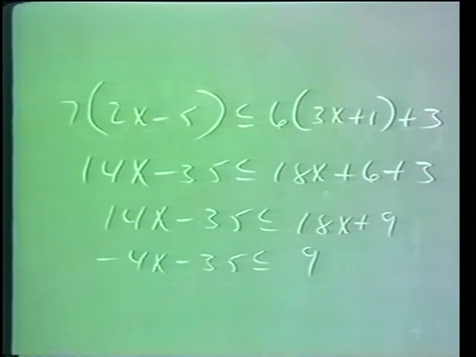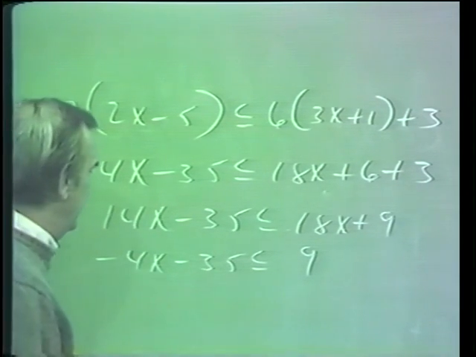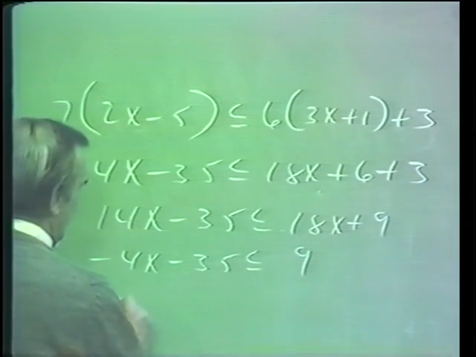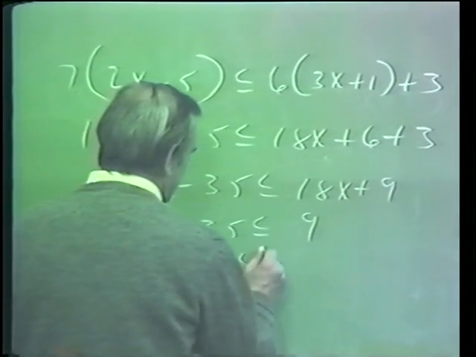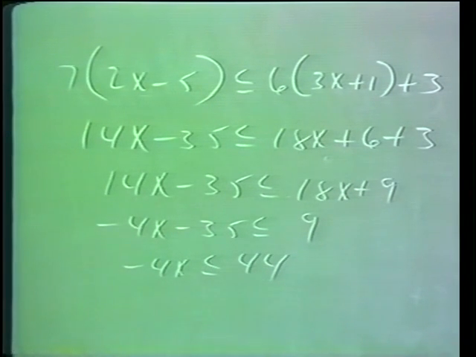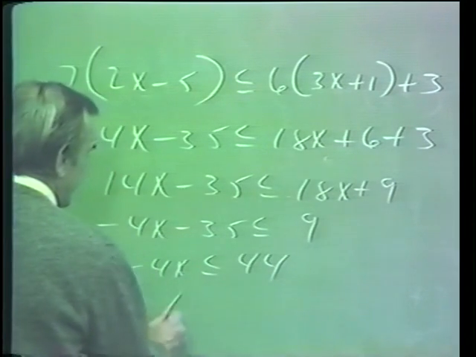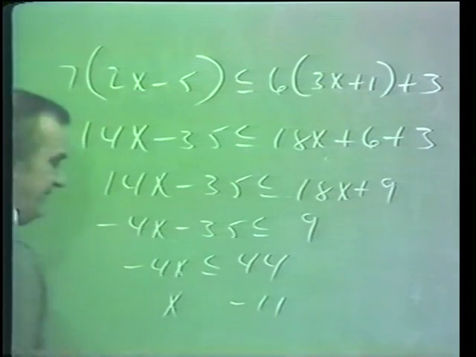Notice our symbolism is the same, because our property says, hey, if you add equals to unequals, they stay unequal in the same order. You can add anything to both sides of an inequality and it has no effect on that symbolism. We're now going to add a positive 35 to both sides, and I get negative 4x is less than or equal to 44. The last step, divide both sides by the coefficient of x. Well, the coefficient of x is negative 4. I get x, negative 11.